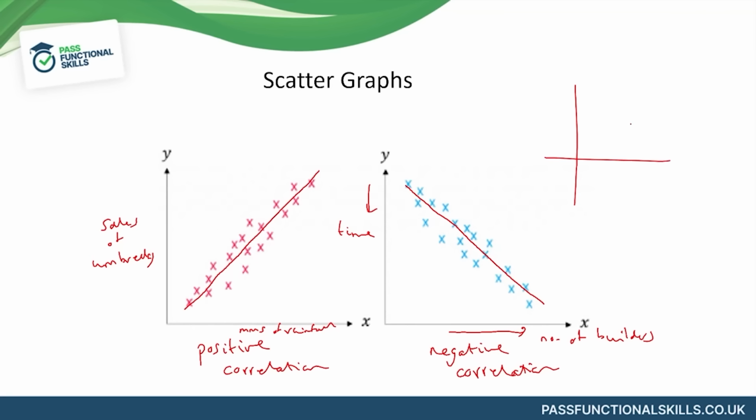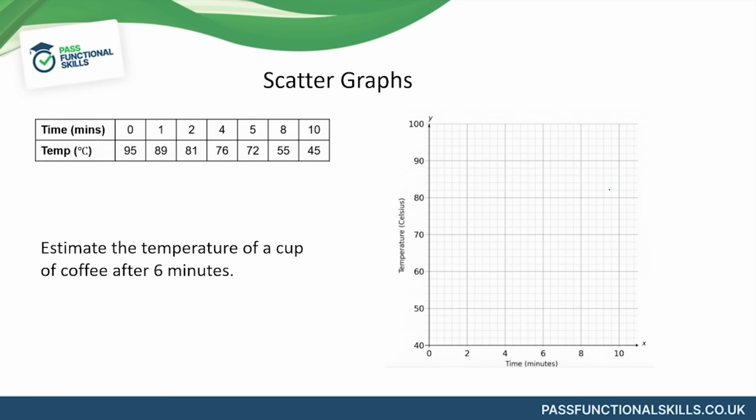Of course, you could get a scatter graph where the data is just all over the place and you can't really do a line of best fit, in which case that would be neither positive nor negative. There would just be no correlation whatsoever.